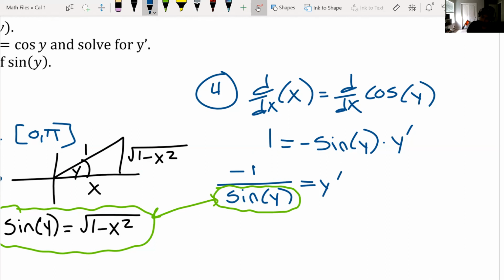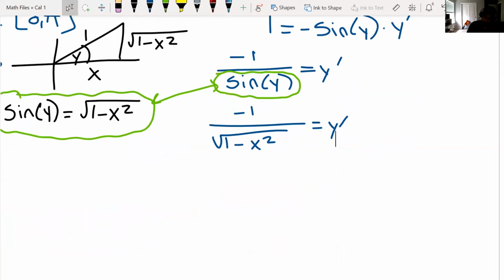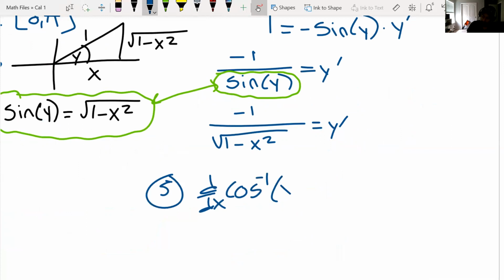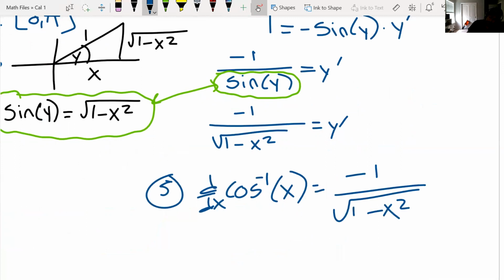And that's what we plug in place. Negative 1 over the square root of 1 minus x squared equals y prime. Therefore, proving the derivative of the inverse cosine of x is negative 1 over the square root of 1 minus x squared. Beautiful.